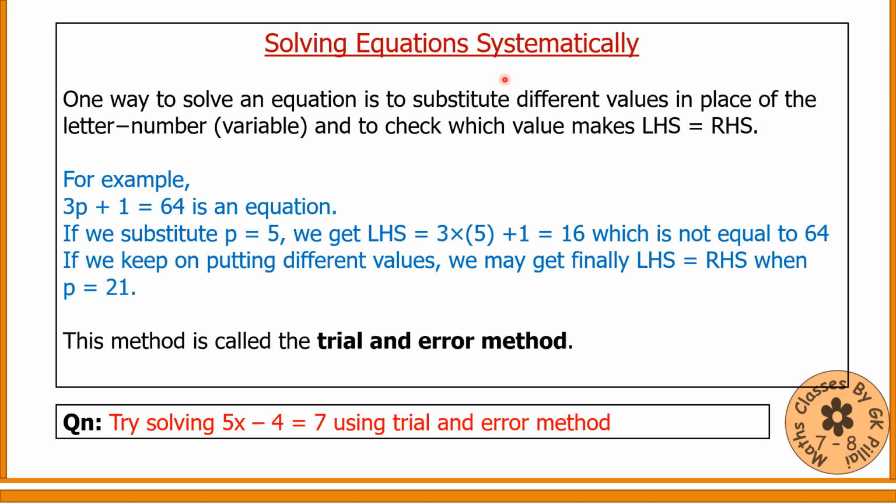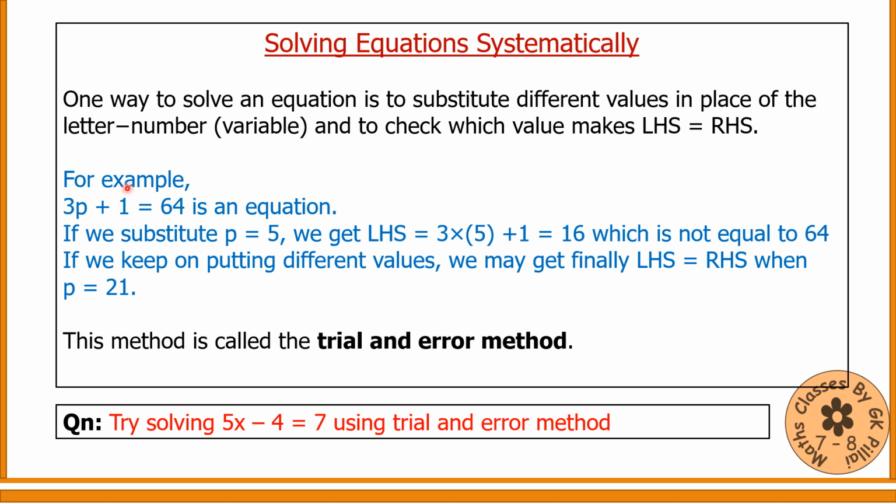Here there is another term called solving equations systematically. This is also a heading given in your textbook only. One way to solve an equation is to substitute different values in place of the letter number and check which value makes LHS equal to RHS. This is not at all an important one, because the trial and error method we don't normally use for solving the equations.